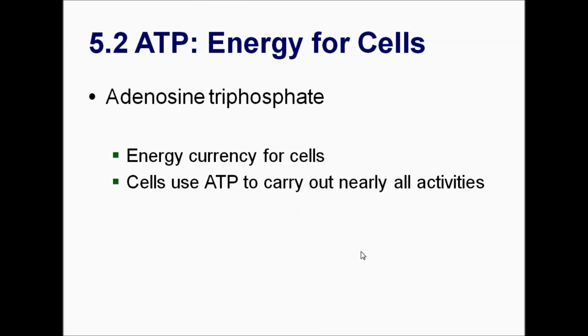So how do we use energy? What is the currency for energy in our cells? Adenosine triphosphate. That's the last form it takes for us to use it, and that's called ATP.